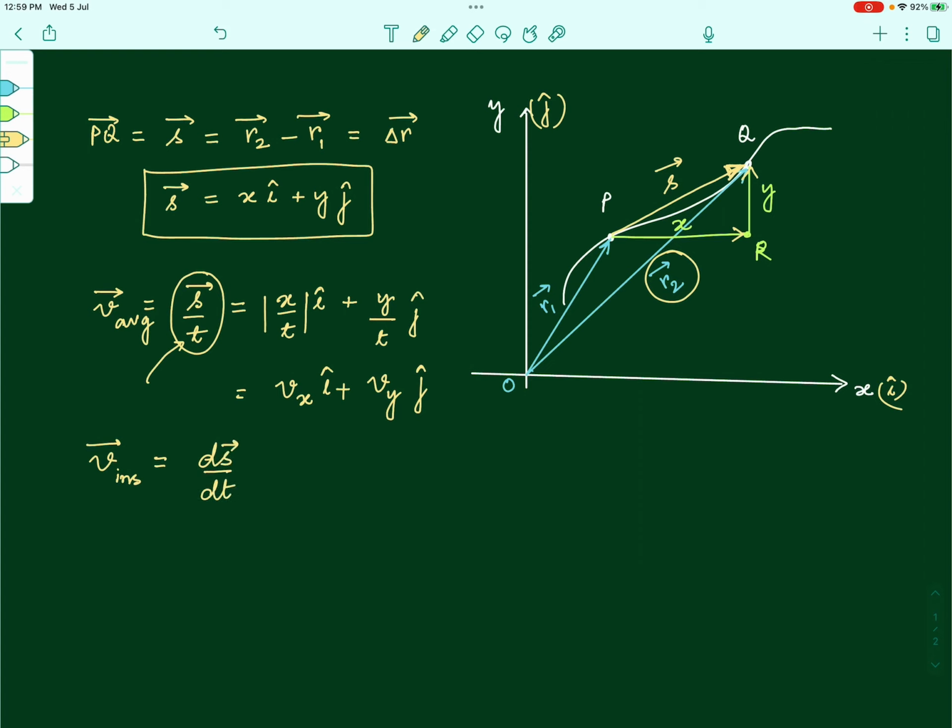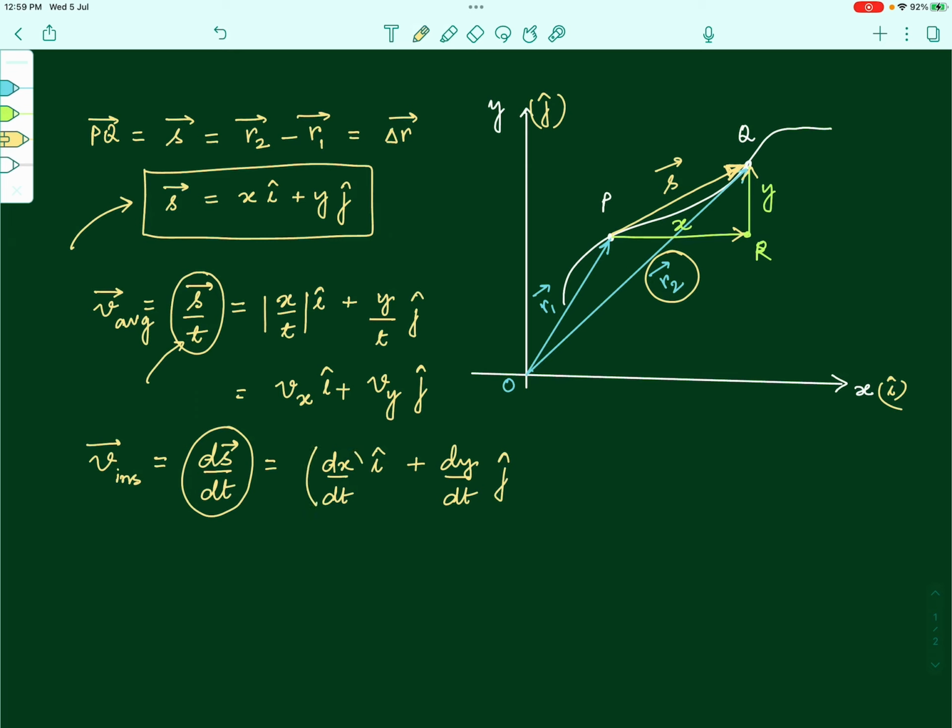When we find the rate of change of displacement for a very small interval of time, dt, the corresponding displacement is ds. So when we use this operator on this expression, we will get on the right hand side dx by dt i cap plus dy by dt j cap, which is a more accurate value for the velocity of the particle at any instant of time.